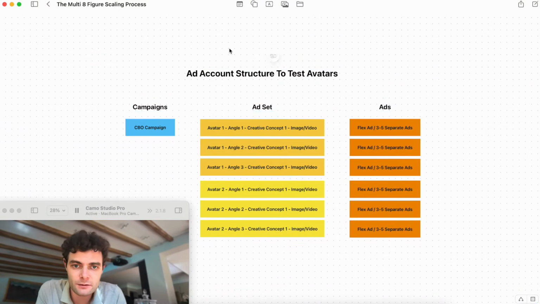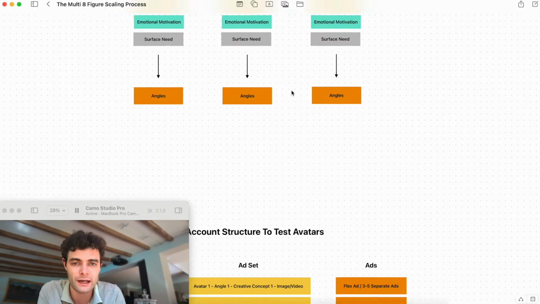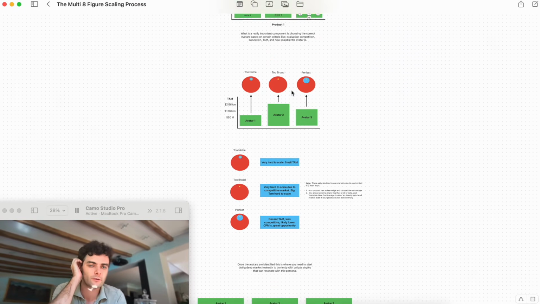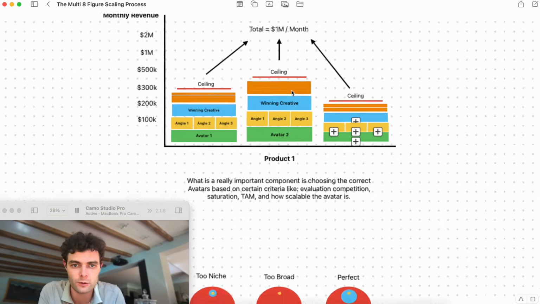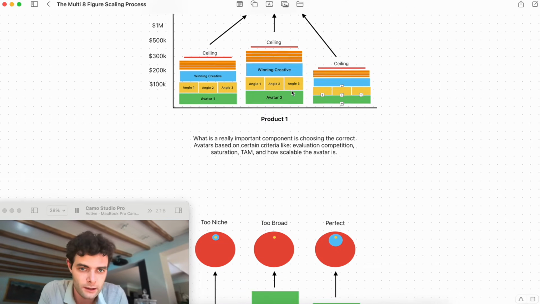So this is the ad account structure to test avatars. The reason why I want to talk about avatars is because we are also assuming, based on what I showed you over here, that one great way to scale horizontally is by testing different avatars. And you'll see that testing different avatars will give you different CPMs, because targeting a lady that is 50 with back pain who works a 9 to 5 is different than going after a 20-year-old who has back pain because she does sports. I don't know, just a random example.